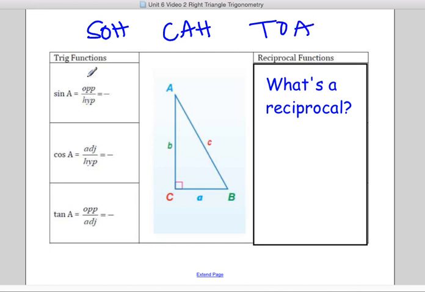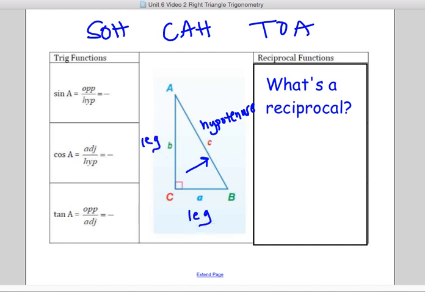Sine, opposite over hypotenuse. Cosine, adjacent over hypotenuse. Tangent, opposite over adjacent. Okay, so use that to help you remember them. And we're going to use this triangle here to figure everything out. Biggest thing is the longest side, which is across from your right angle, is always your hypotenuse. Okay, and then these two things that are left are what we call legs of our triangle.